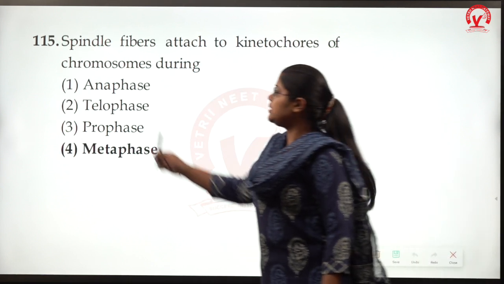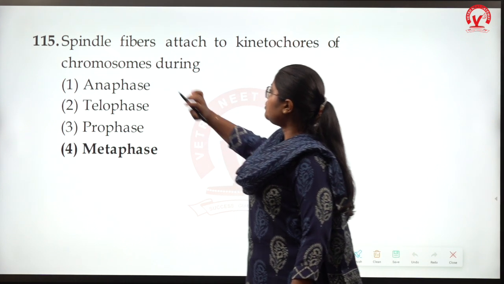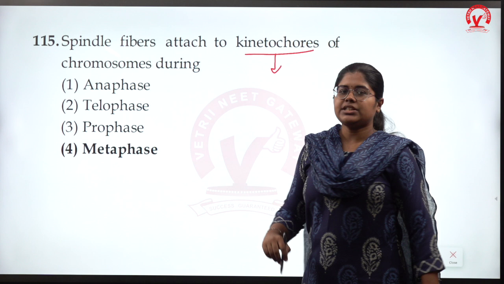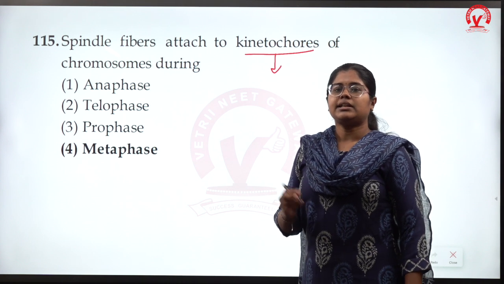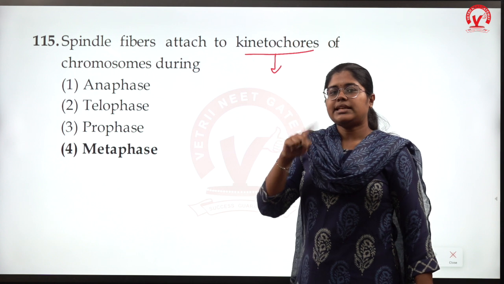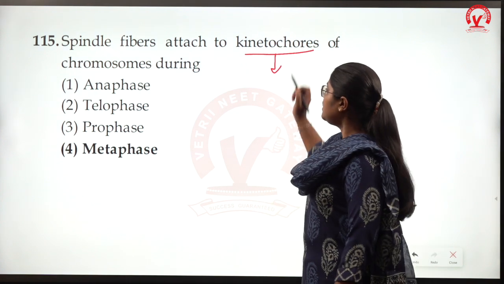So next question, spindle fibers attached to kinetochore of chromosome during. So kinetochore, it is a proteinaceous 3-dimensional disc shaped structure found around the centromere of a chromosome. It is found on either side of the chromosome.